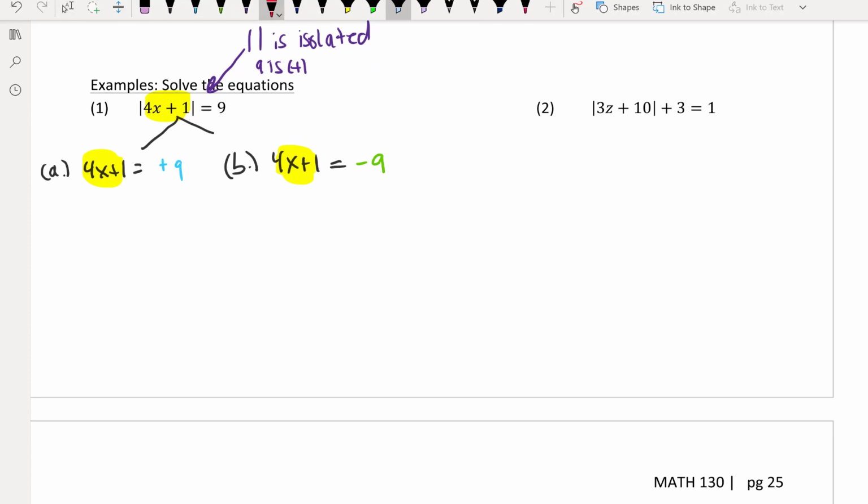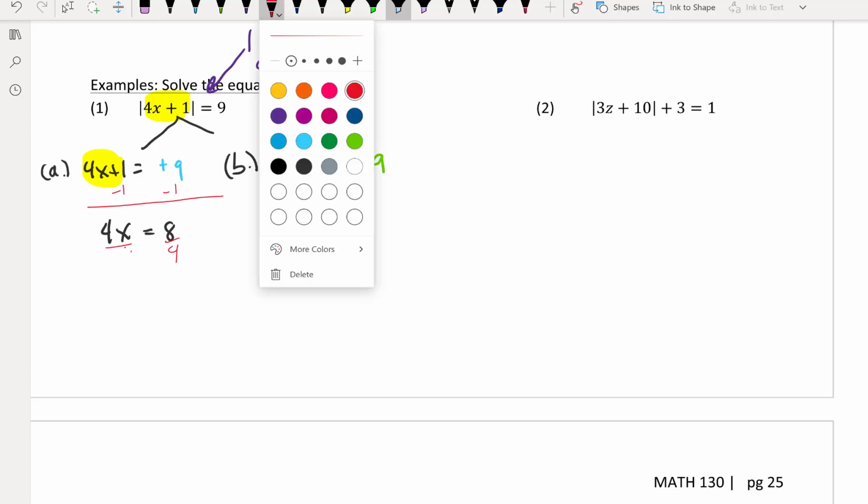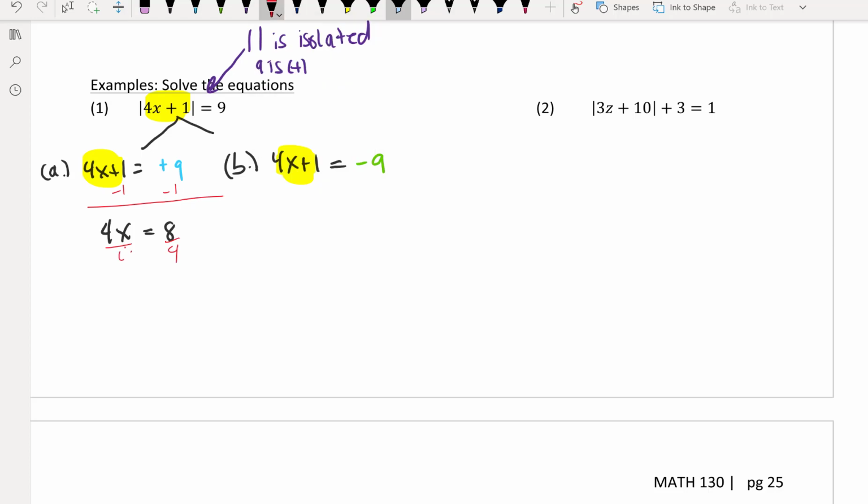Now let's say to solve for part A, I will subtract 1 from both sides. Now to get that 4x is equal to 8. Now I would have to divide by 4 on both sides. So if I divide by 4 on both sides, then x is equal to 2. So I have my first answer.